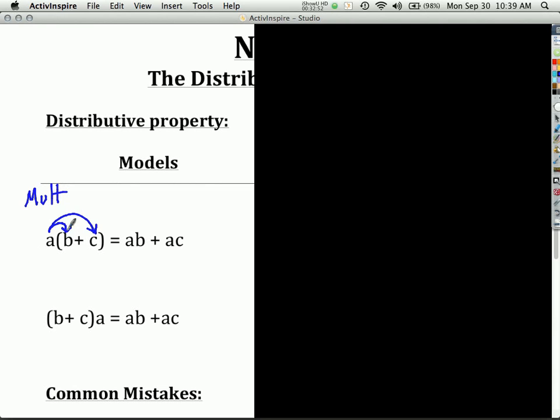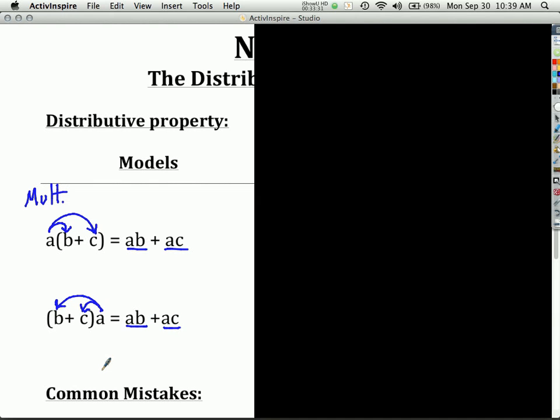So we multiply A times B, we get AB. We multiply A times C, we get AC. Now we're going to use numbers in a couple of minutes, and you'll see how it works with numbers. Right now I'm just modeling it, okay? Same thing will happen if the number is on the right-hand side. We draw an arrow from here to here, and we draw an arrow from here to here. That means A times B, AB, A times C, AC. And that's the distributive property.